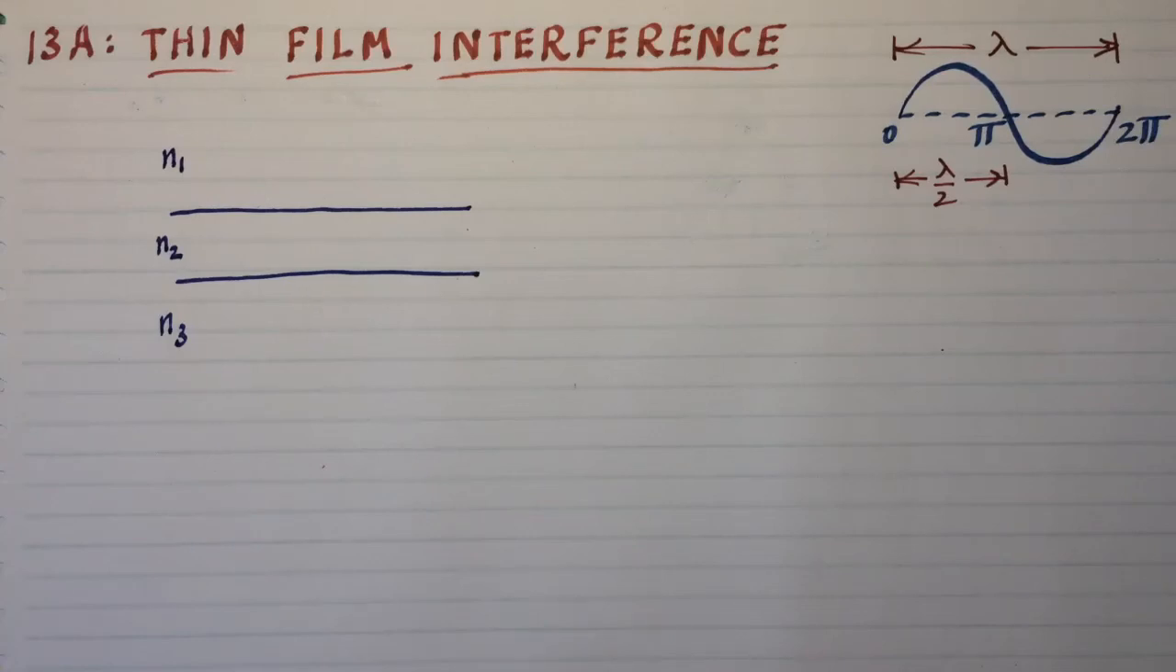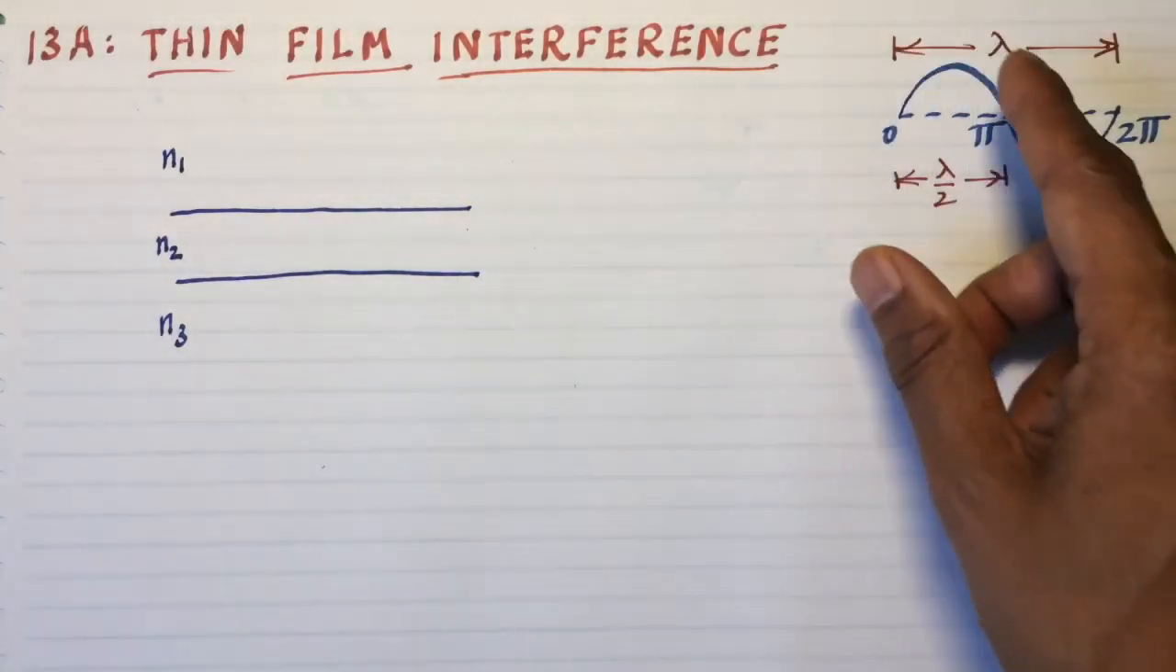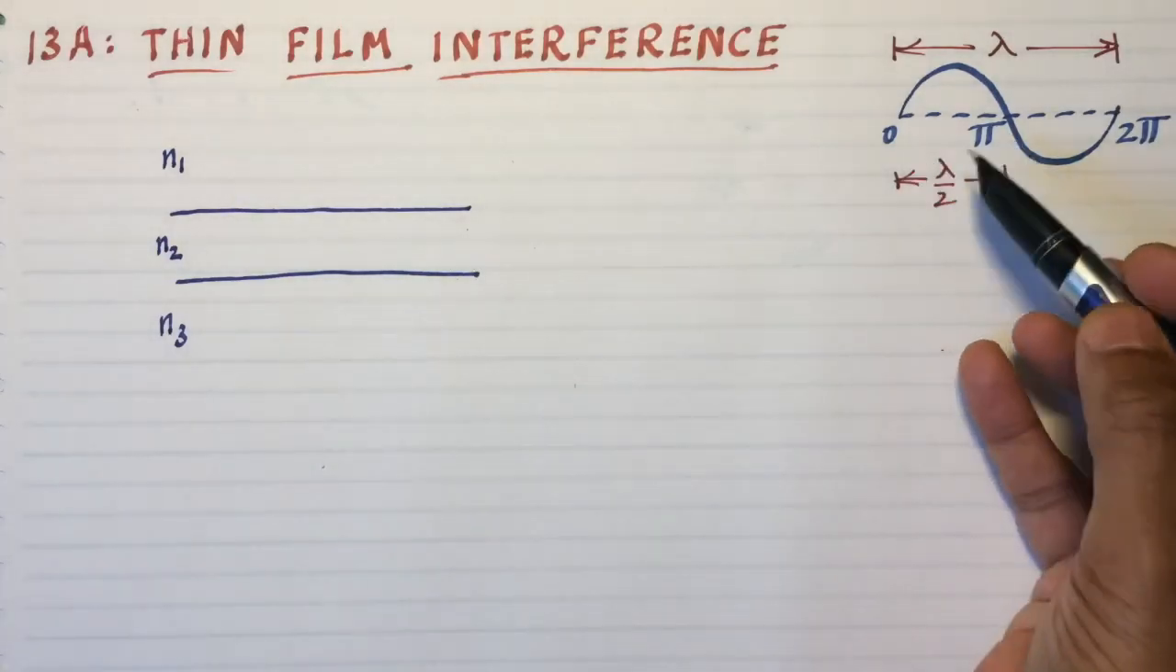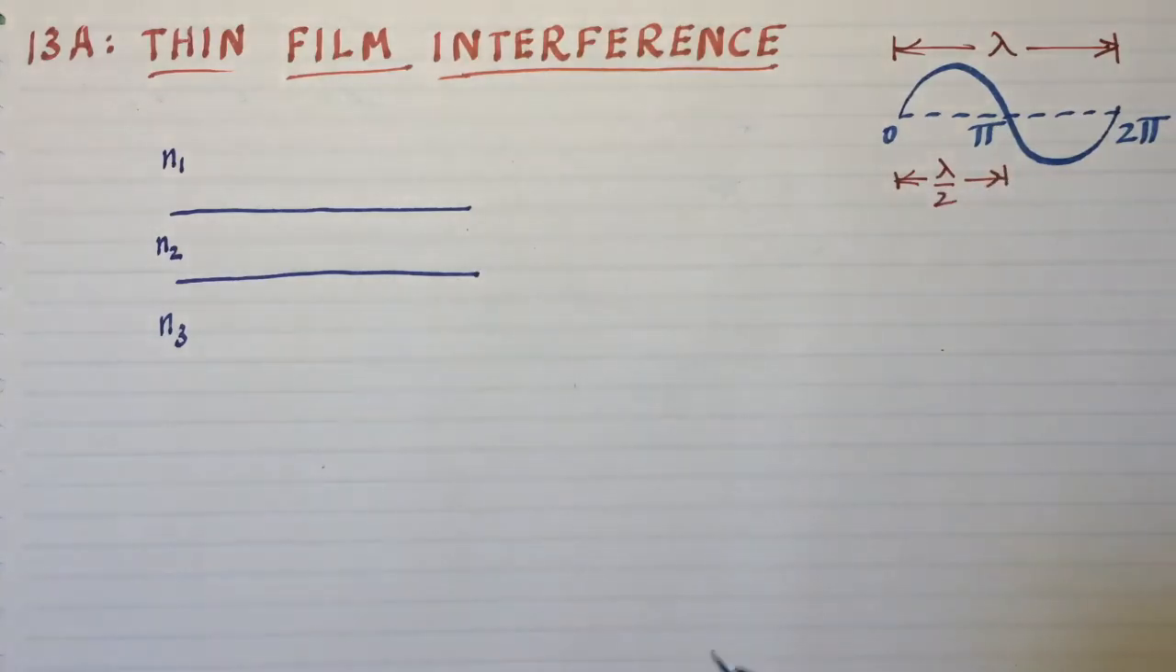Let's talk about thin film interference in this segment. The basic principle that we need for thin film interference is the relationship between path difference and phase difference. If you look at a portion of the wave from 0 to 2 pi, it's clear that a phase difference of 2 pi corresponds to a path difference of lambda. Similarly, a phase difference of pi corresponds to a path difference of lambda by 2.